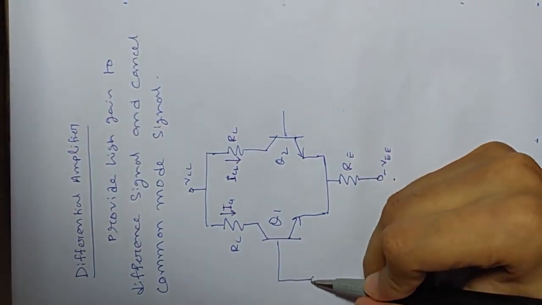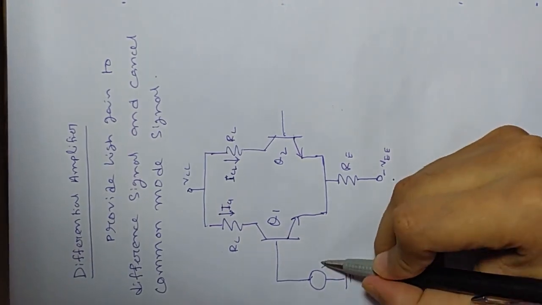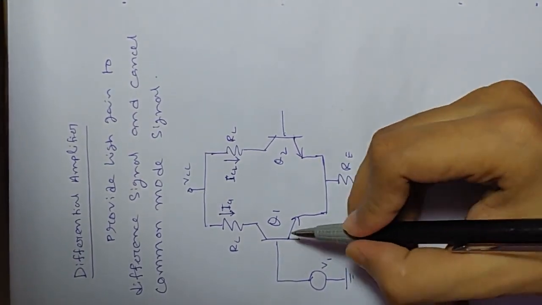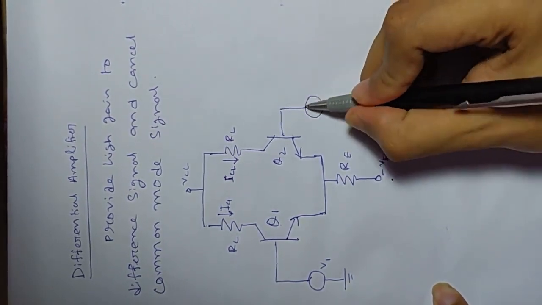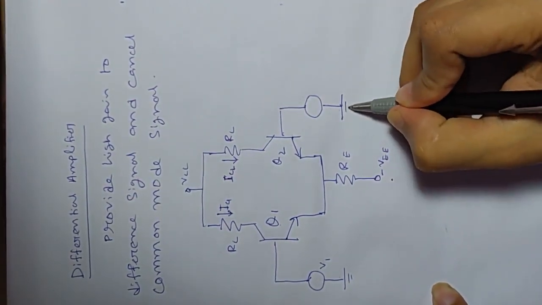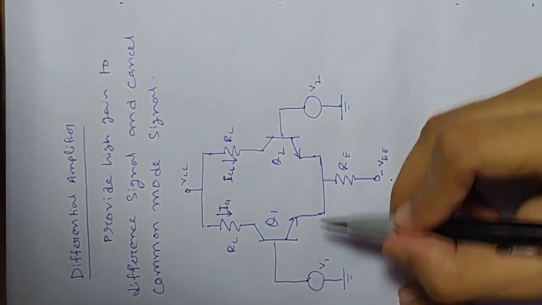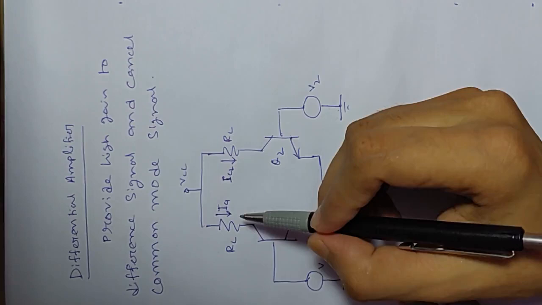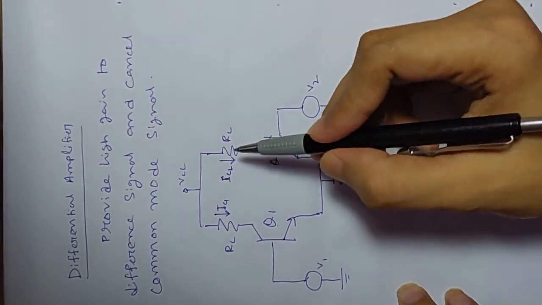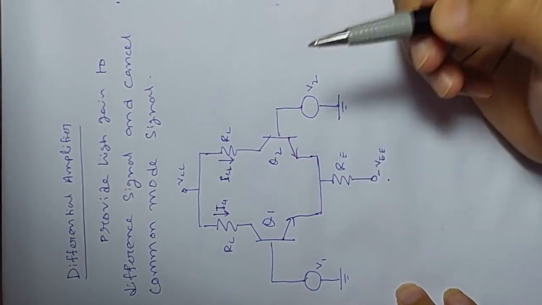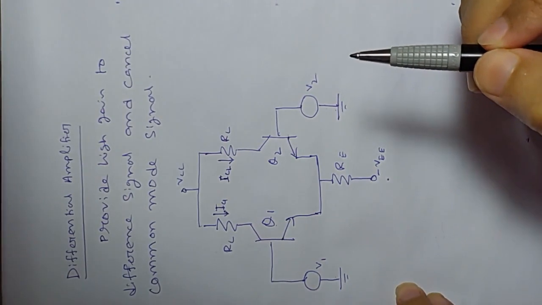A signal is applied here at the base, that is V1. The V1 signal is applied at the Q1 transistor base, and the V2 signal is applied at the Q2 transistor base. Due to the V1 and V2 signals, you have currents through RC, IC1 and IC2. Now there are four kinds of configurations.